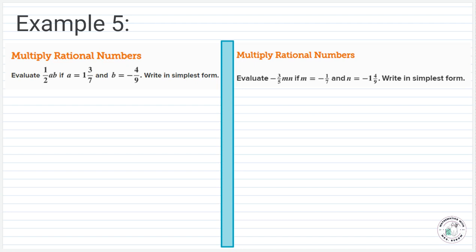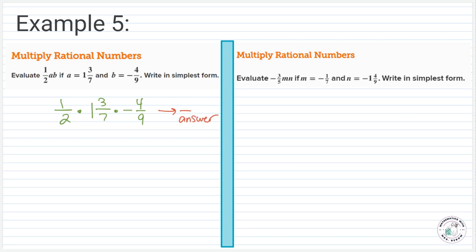So with this question, again, it is all multiplying. The 1/2 AB just means 1/2 times A times B. So we need to plug in our values so that we can see what we're working with. We're going to have 1/2 multiplied by 1 3/7 multiplied by a -4/9. Because we have a negative in this question, and only one negative, this is actually going to end up being a negative answer when we are all done. So that's something that I'm just going to make a note of off to the side here.